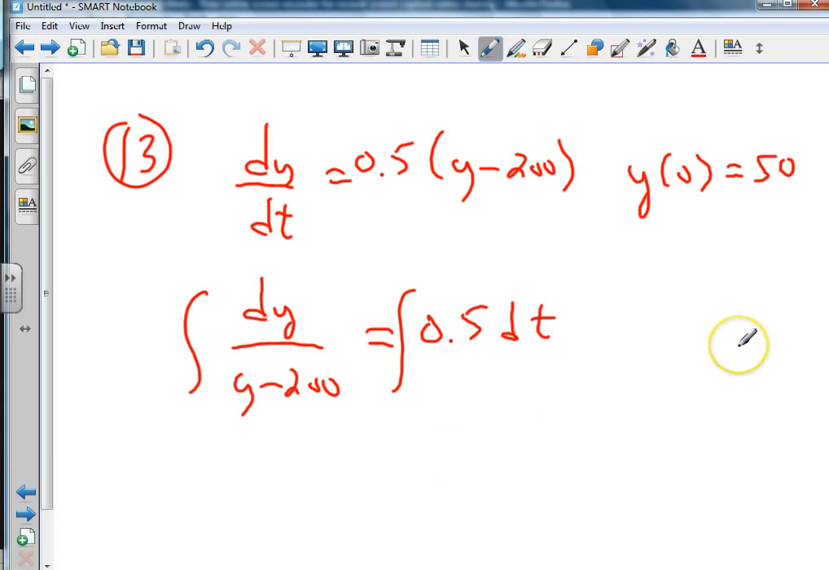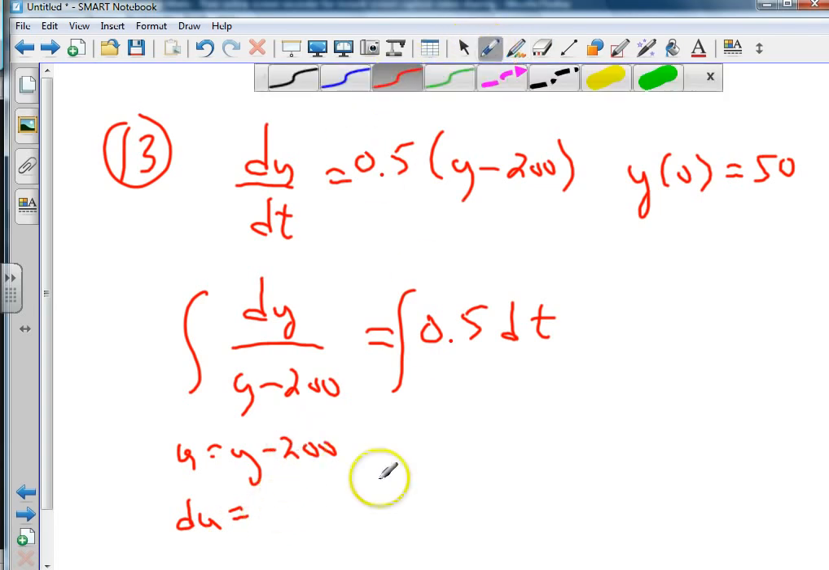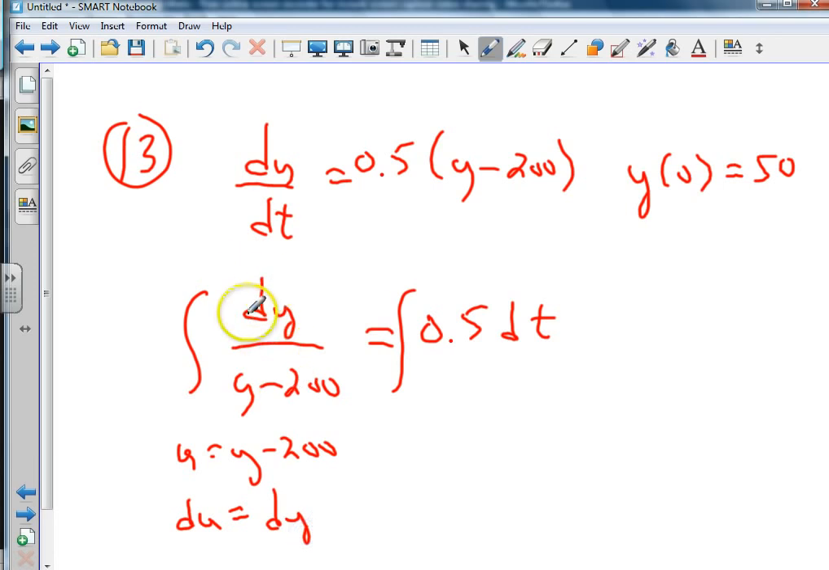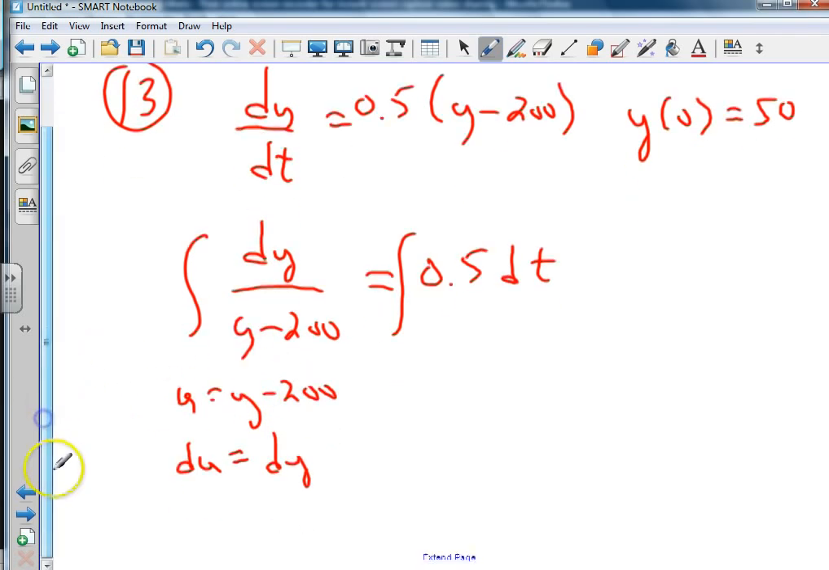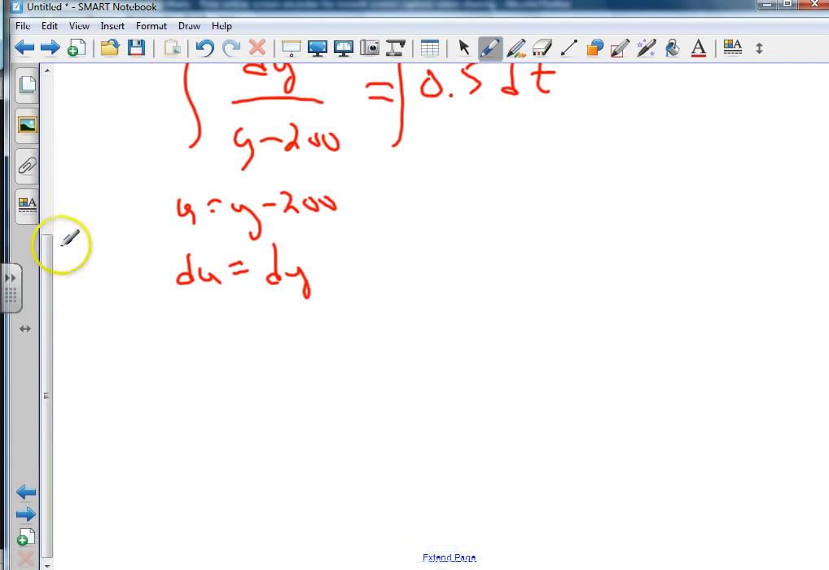Technically, well, you tell me. How do you integrate that? Is that an ln? It is if you do u substitution. Who's u on the left side? y minus 200. Who's du on the left side? If u is y minus 200, du is just dy. So that's du and that's u. So we're doing ln, right? So you need u substitution here, technically.